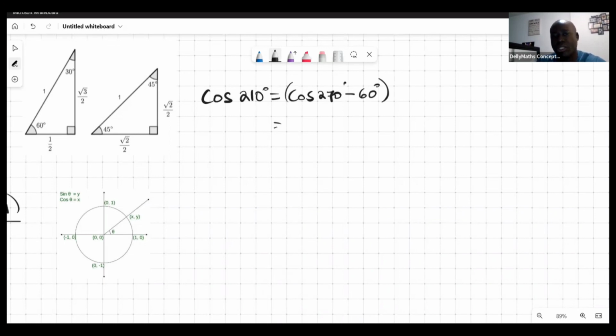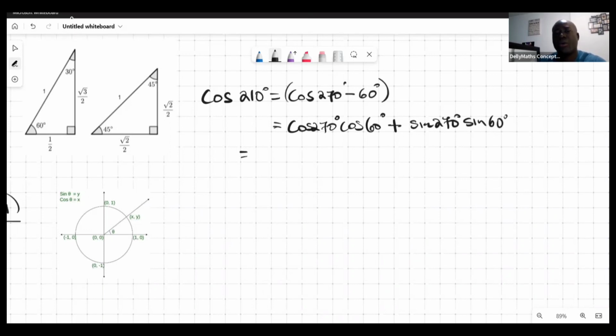Now, let us flesh out the difference formula for cos, which is going to be cos of 270 times the cos of 60. When it's a difference for cos, you add. So it's going to be the sine of 270 times the sine of 60 degrees, right? So we're able to get these out and running right now.